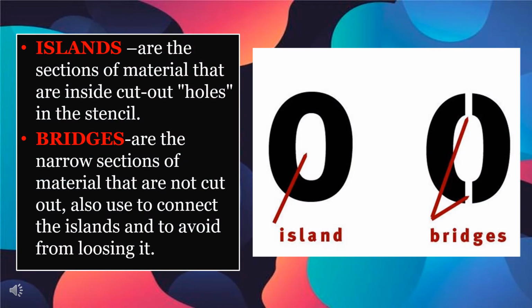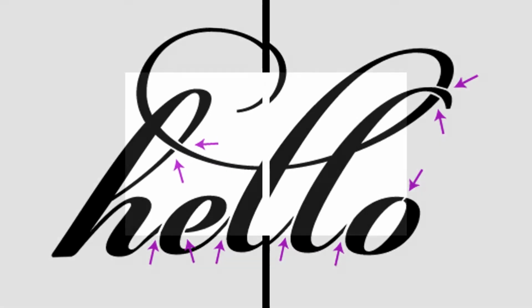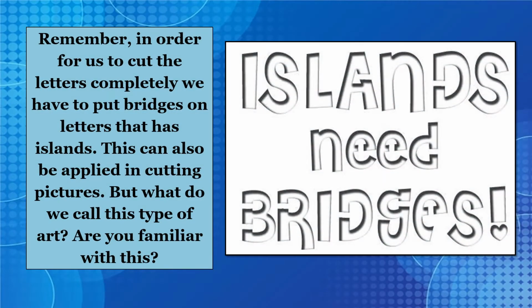Islands are the sections of material that are inside cut-out holes in the stencil. Bridges are the narrow sections of material that are not cut out, also used to connect the islands and to avoid losing them. Remember, in order for us to cut the letters completely, we have to put bridges on letters that have islands. This can also be applied in cutting pictures.